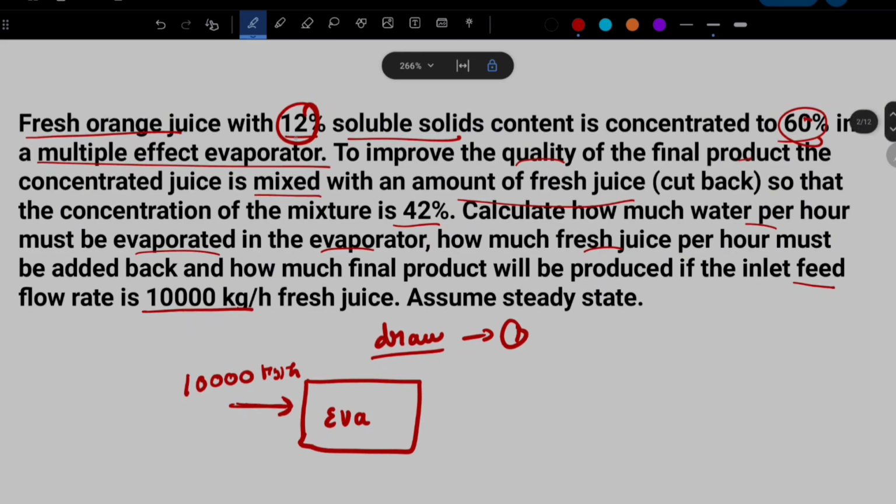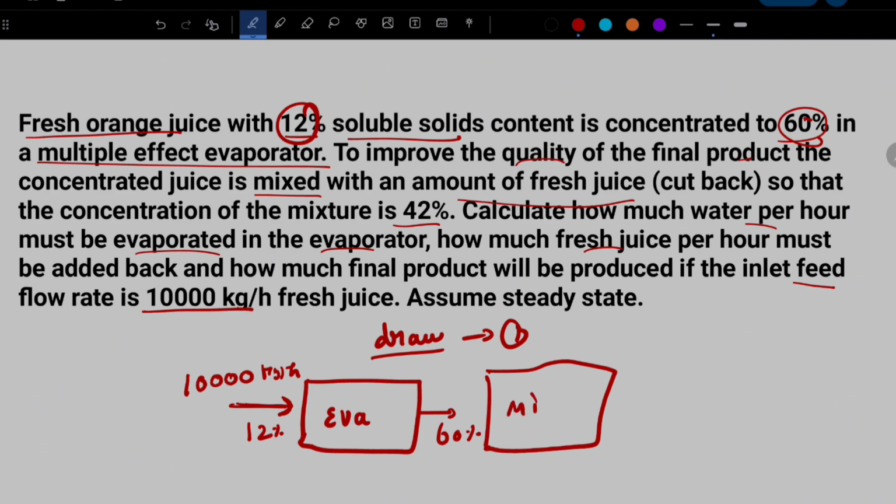So I know the value of inlet, and the concentration goes from 12 percentage to 60 percentage. Fresh orange juice with 12 percentage soluble solids is concentrated to 60. So here it is 12 percentage. When it comes out of it, it is actually 60. But the question does not end here. To improve the quality, they are mixing it further with fresh juice. So I'm adding a new system, and the system is a mixing system. This is important. I have forgotten to put one thing. While evaporating, water is removed, so water is going out, so I'm putting the arrow mark outwards, not inwards.